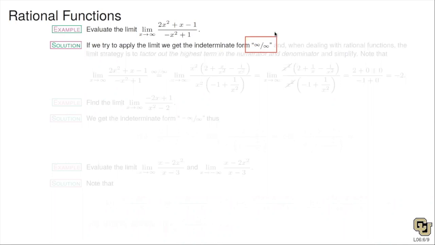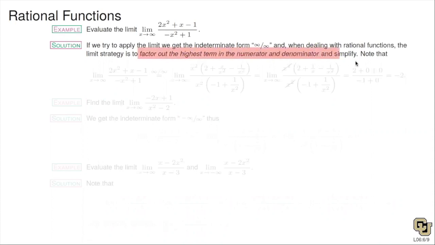Usually our strategies are factor and cancel, multiply by the conjugate, maybe squeeze theorem if that seems appropriate. In this particular case, when it's a rational function, a fraction of polynomials, the strategy we like to use is to factor out the highest term in the numerator and denominator, and then simplify, and then try to do the limit. Let me show you this strategy, and then I'll show you a shortcut of this strategy. So here we've got our limit as x goes to infinity. If you send x to infinity, you get infinity over negative infinity, an infinity over infinity type indeterminate form.